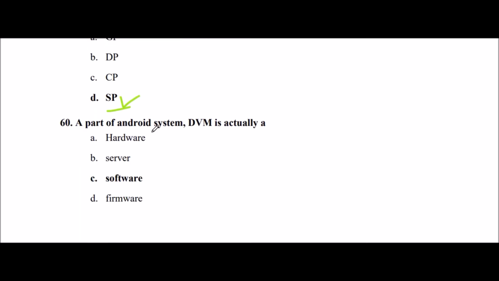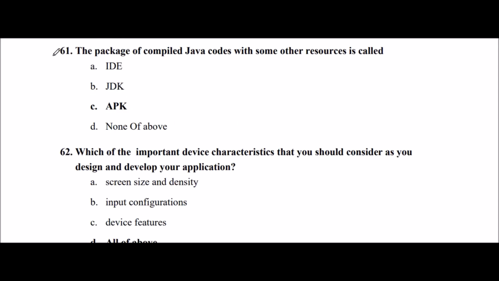Next question. A part of the Android system DVM is actually software. Option C is correct. Next question. The package of compiled Java code with some other resources is called APK.